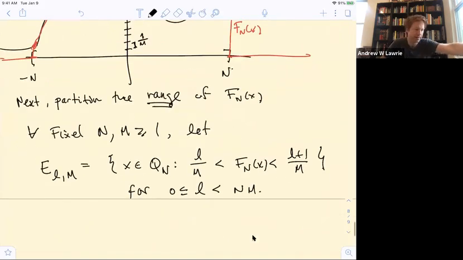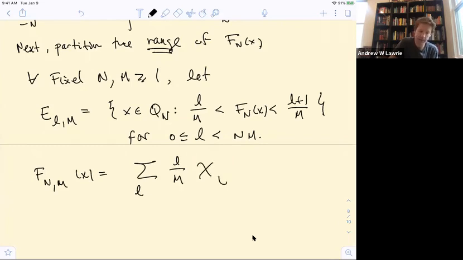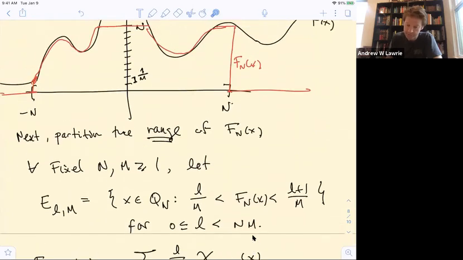Like that. And then set f_{n,m} of x to be equal to the sum over all L of L over M times the characteristic function of E_{L,M} of x. Right, so the point is that these sets know about F. It's all the x's in Q_n for which F is between L over M and L plus 1 over M.